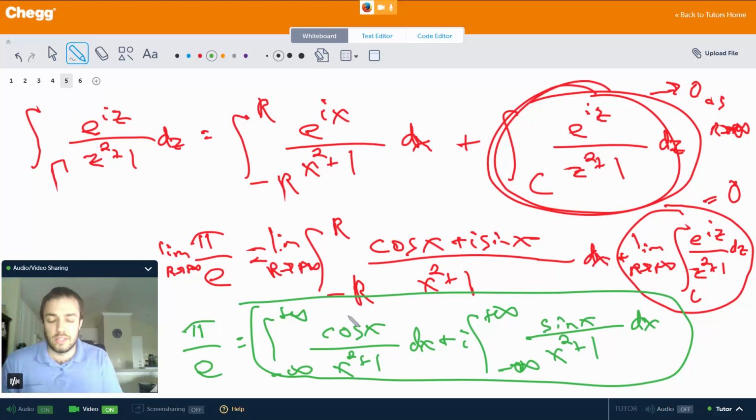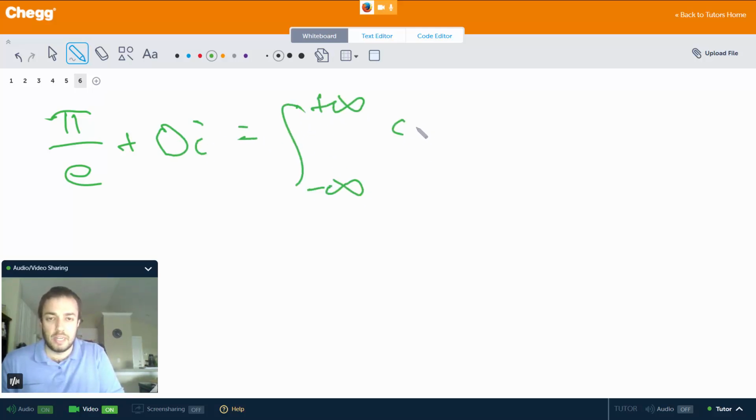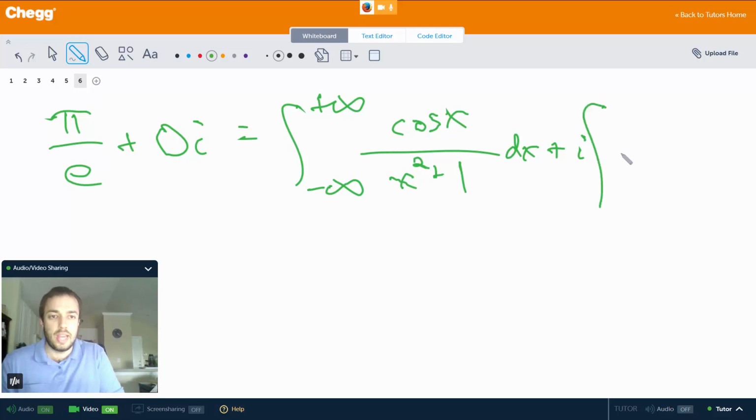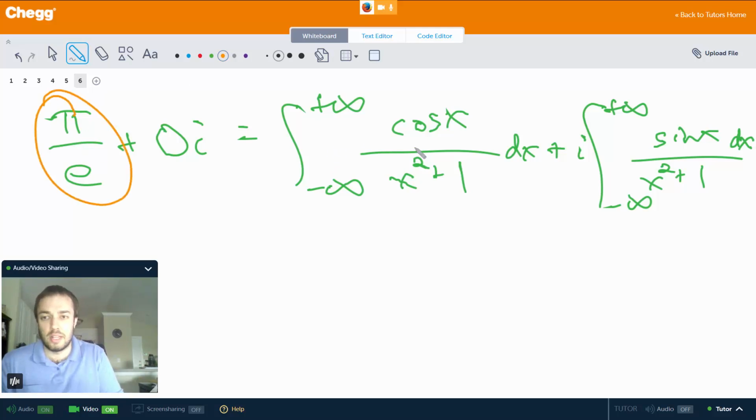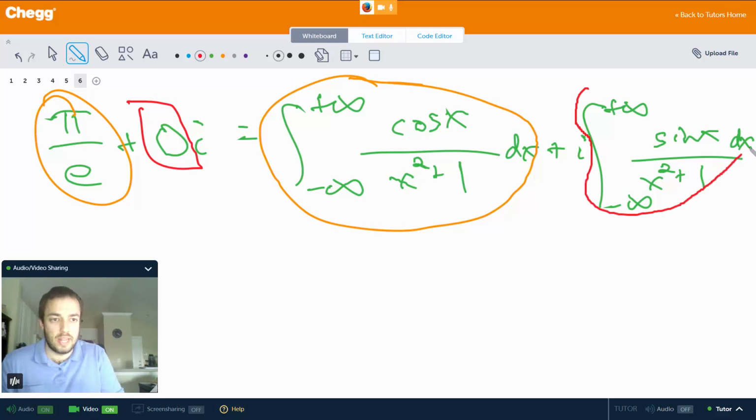So to evaluate this, what we do is we equate the real and imaginary parts. So to have more room, what we have here is pi over e plus 0i equals the integral from minus infinity to positive infinity of cosine of x over x squared plus 1 dx plus i times the integral from minus infinity to positive infinity of sine of x over x squared plus 1 dx. So equate the real parts and the imaginary parts. Here's the real part of the left-hand side. Here's the real part of the right-hand side. Here's the imaginary part of the left-hand side. And then here's the imaginary part of the right-hand side.